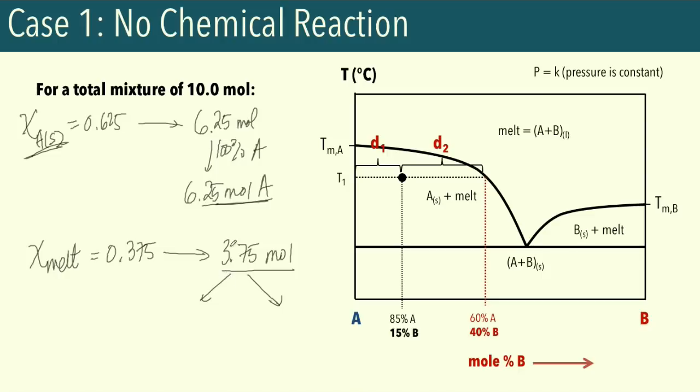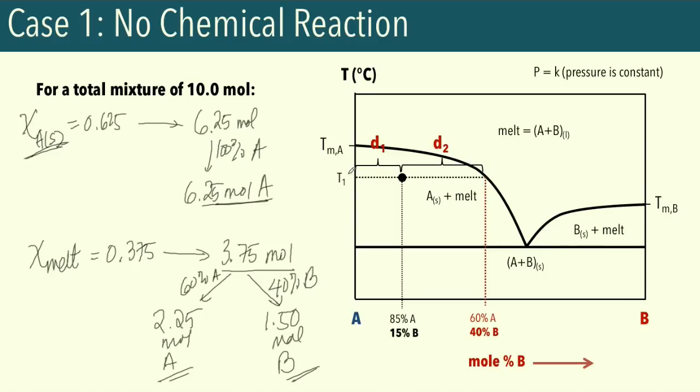Okay, so we know that our melt is made up of 60% A and 40% B. So if we take 60% of 3.75 moles, this corresponds to 2.25 moles of A in the melt, and if we calculate 40% B, that is 1.5 moles of B. So overall, we now know how many moles of our solution are in the corresponding phases.